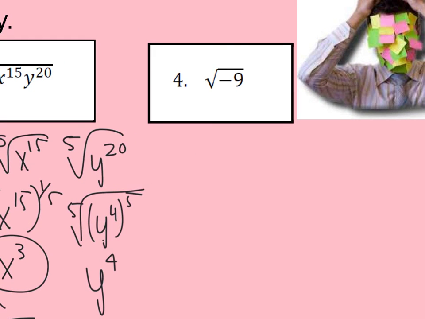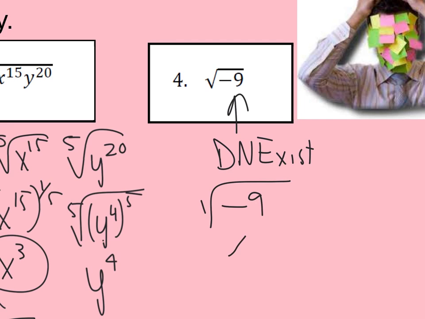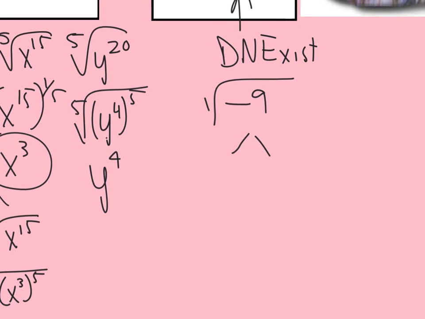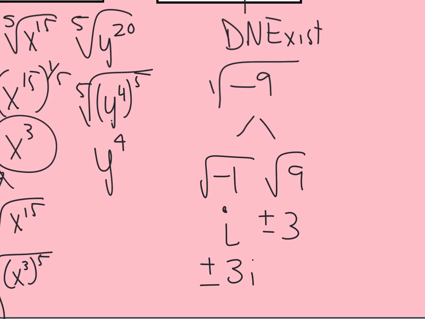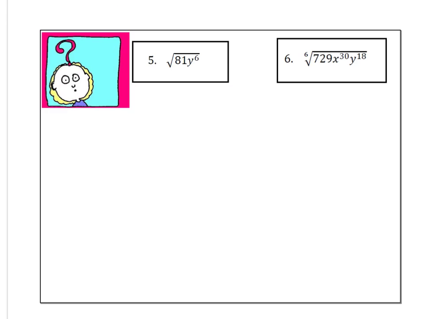Square root of -9, technically it would be does not exist, but what you could say is that you could break it apart like we have before and say, you know what, this would be -1, this is going to be a +9, this is going to be i, this is going to be plus or minus 3, so my answer would be plus or minus 3i. Either one of those ways would work.